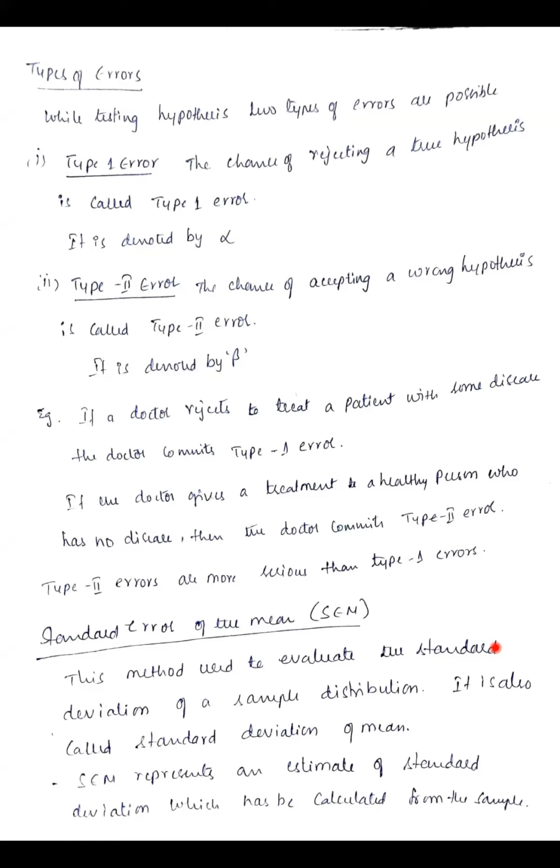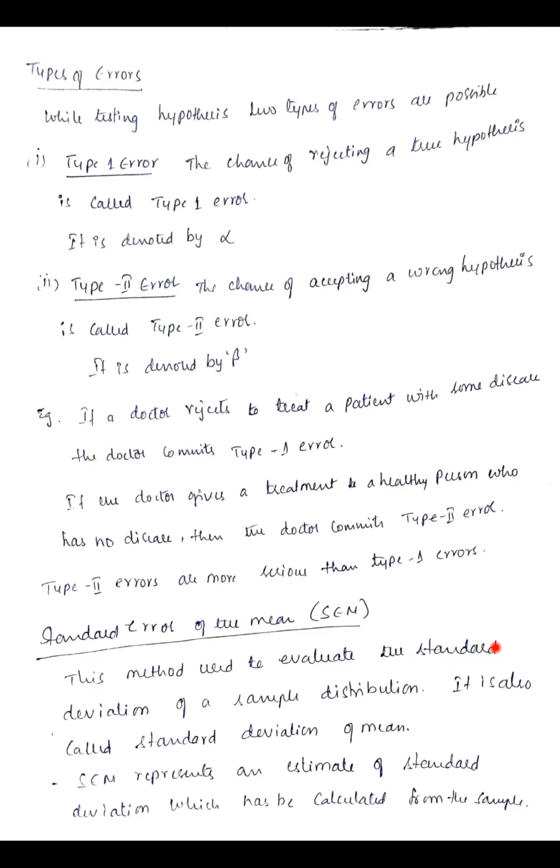Next one is the type 2 error. The chance of accepting a wrong hypothesis is called a type 2 error, and it is denoted by beta. And if you see an example, you can understand these two types of errors. If a doctor refuses to treat a patient with some disease, then the doctor commits a type 1 error. That means the patient is suffering with a disease and the doctor rejects to treat that patient, so the doctor is committing a type 1 error.